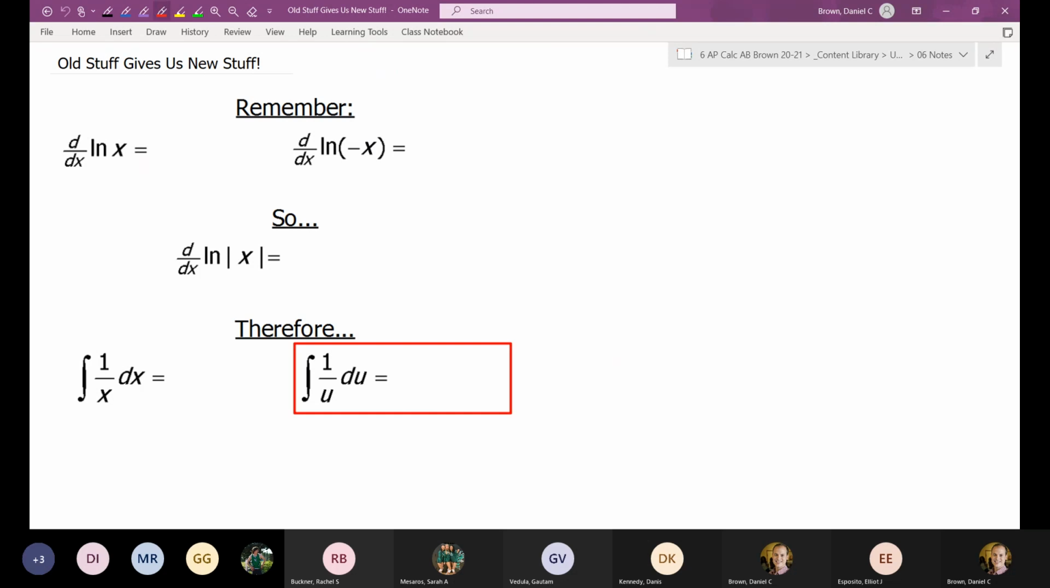So if you remember, and I have found out those of you who are new to me, this is actually new to you as well, unfortunately. But for those of you who have me, we know that the derivative of the natural log of x is what?